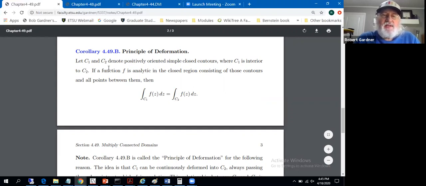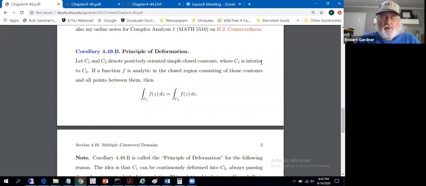It says, let C sub 1 and C sub 2 denote positively oriented, both of them positively oriented, simple closed contours, where C sub 1 is interior to C sub 2. If f is a function analytic in the closed region consisting of these contours and the points between them, having one interior to the other, leads us to think in terms of an annulus type thing. It depends on the shapes of the curves. Then the integrals over C1 of f and over C2 of f are the same. So we're getting equality when these contours C sub 1 and C sub 2 are related in a certain way.